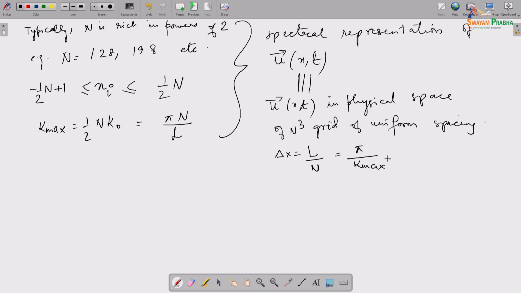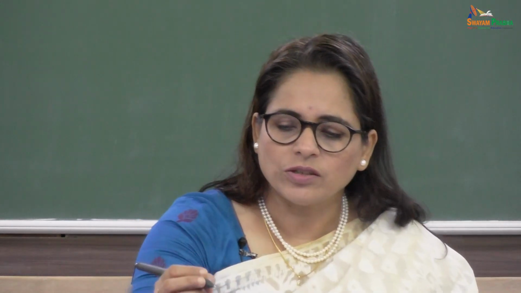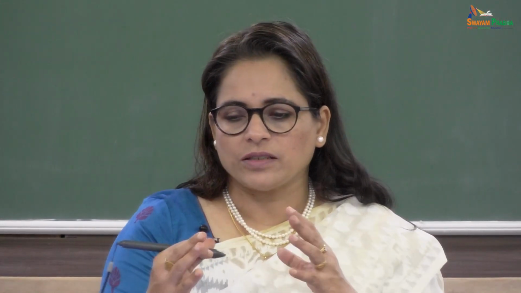which is equal to pi by k max. So if you can visualize a space which is sprayed with several waves, all sorts of waves moving around, I'm just trying to visualize a spectral representation. This is like throwing jargons around, I don't like to do that. I'd like to visualize things and make it simple, so that I understand.